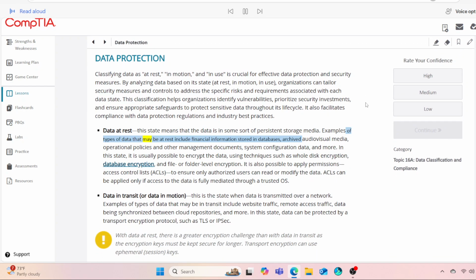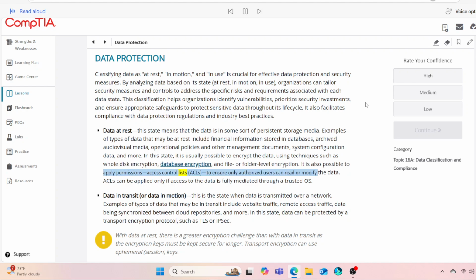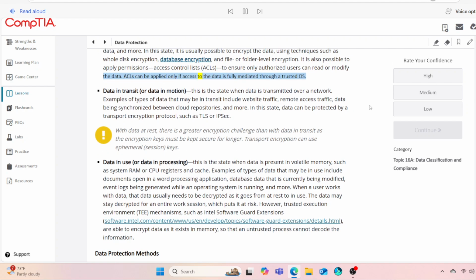Examples of types of data that may be at rest include financial information stored in databases, archived audiovisual media, operational policies and other management documents, system configuration data, and more. In this state, it is usually possible to encrypt the data using techniques such as whole disk encryption, database encryption, and file or folder-level encryption. It is also possible to apply permissions, access control lists, ACLs, to ensure only authorized users can read or modify the data. ACLs can be applied only if access to the data is fully mediated through a trusted OS.